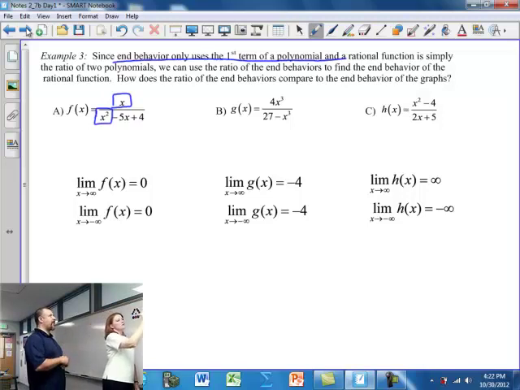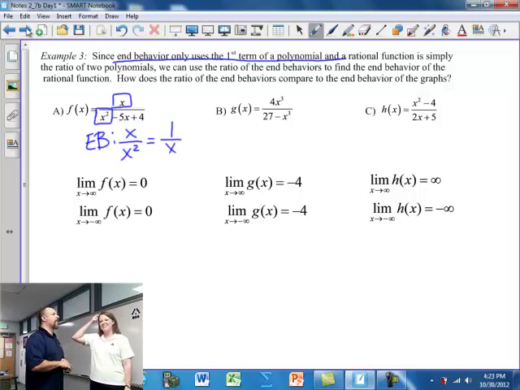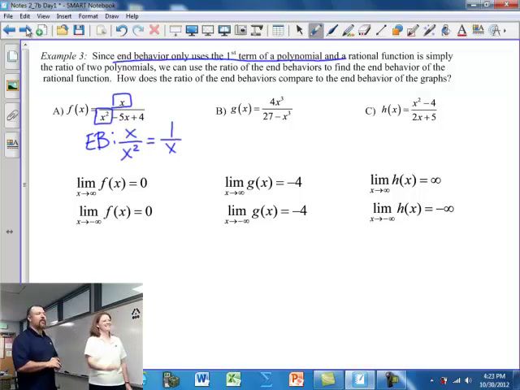Yep, just make a ratio out of them, or a fraction. Just look at x over x squared. We call this the end behavior model. Well, x over x squared, doesn't that just reduce to 1 over x? Yep. Hey, that was a parent function.